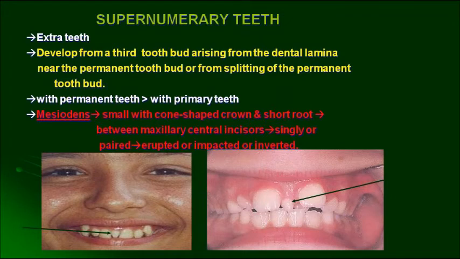Coming on to supernumerary tooth. Here you have an extra tooth. Look into the picture. There is development of a third tooth bud arising from the dental lamina near the permanent tooth bud. The most commonly seen supernumerary tooth is mesiodens. So remember that point, mesiodens. What is mesiodens? A small cone-shaped crown with a small short root, seen between the maxillary central incisors. See the first picture, that boy has a very cute smile, but in between he is having mesiodens, an extra tooth.